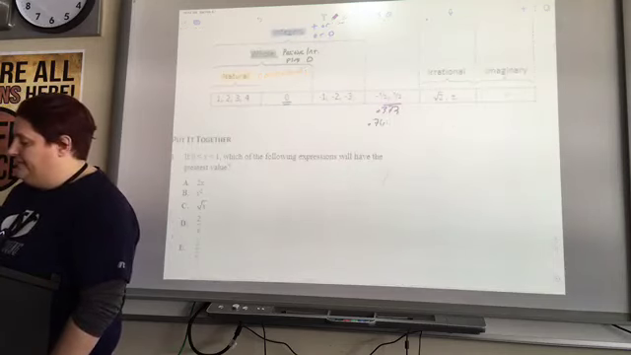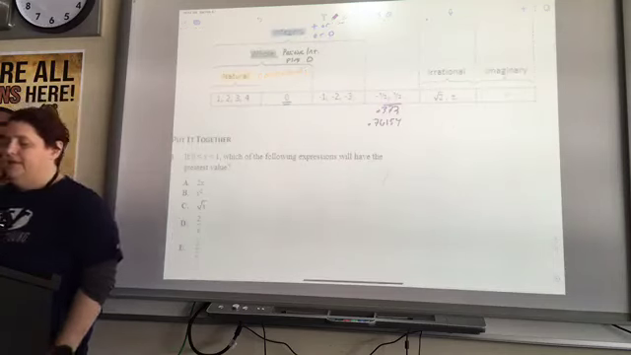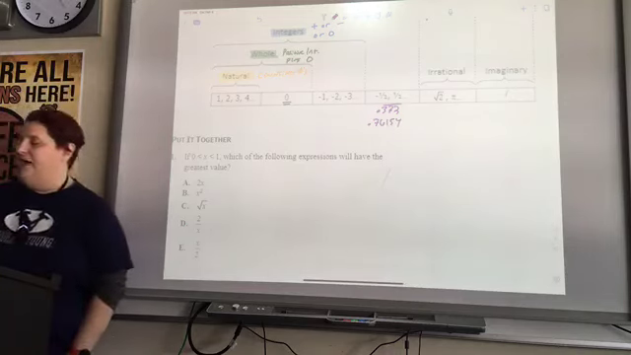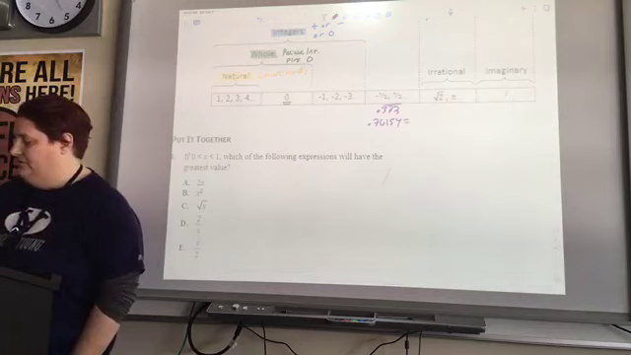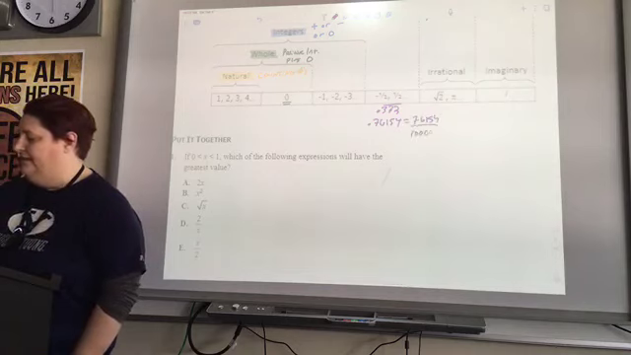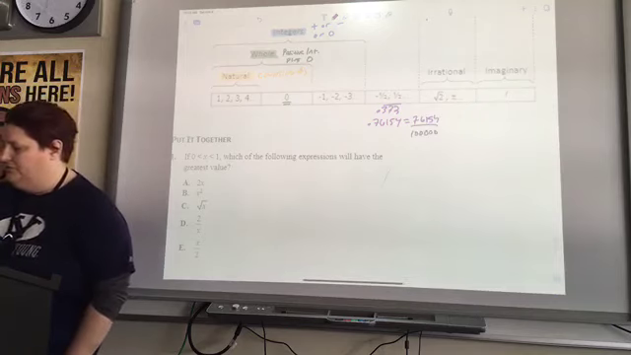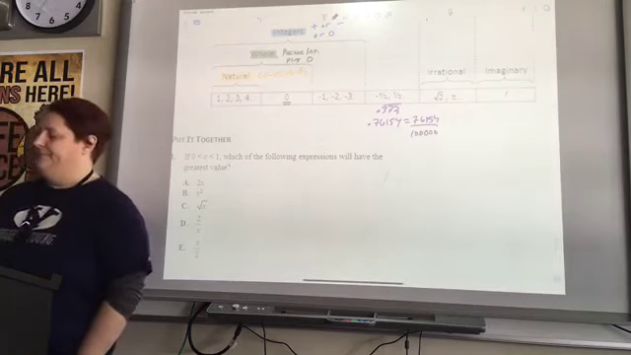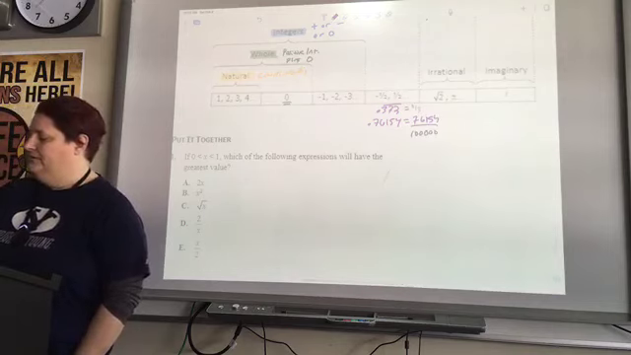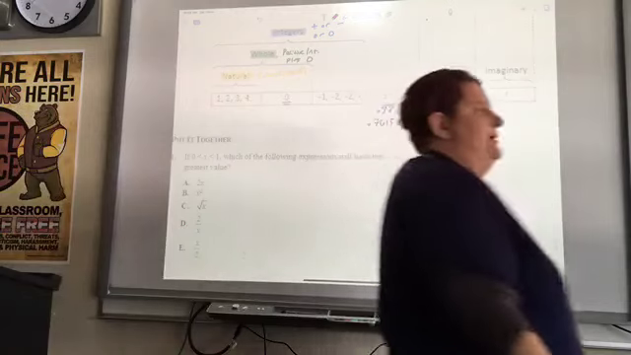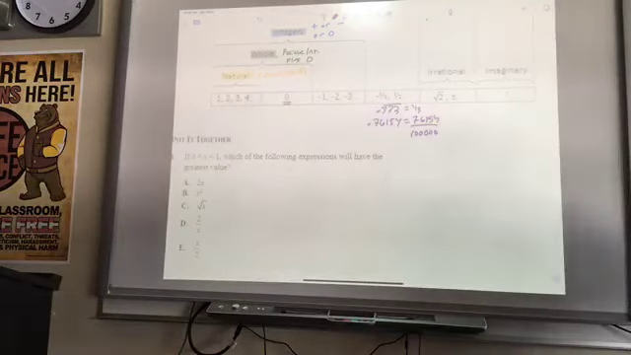So 0.76154 is a rational number because I can turn it into a fraction, right? What fraction can I turn that into? 76154 over 10 something. 100,000 or something? Wouldn't it be over 1, 2, 3, 4, 5 zeros? You're right. Okay? So repeating decimals and terminating decimals are rational numbers. These are rational numbers, okay?